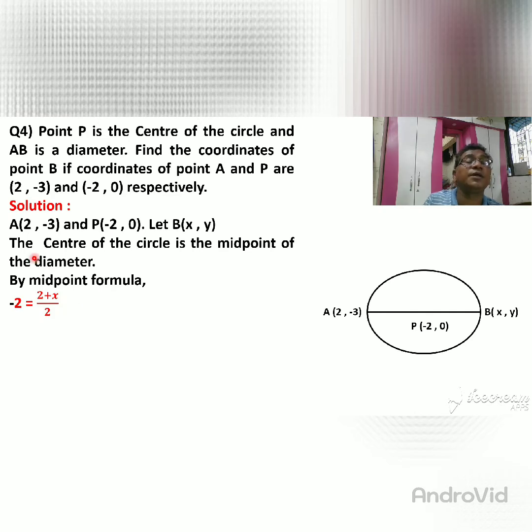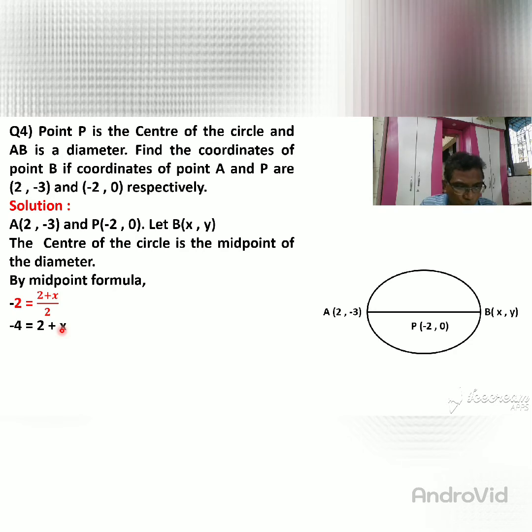Look, those who did not understand the midpoint formula, see. This is x1, this is y1, this is x2, this is y2. So you want to find the x value. That x value is given as minus 2. So here I write the x value minus 2. x1 is 2 plus x2 is x, divided by 2. The 2 is divided, go across, multiply. Minus 2 into 2, what do you get? Minus 4. So here is minus 4. Minus 4 is equal to 2 plus x.